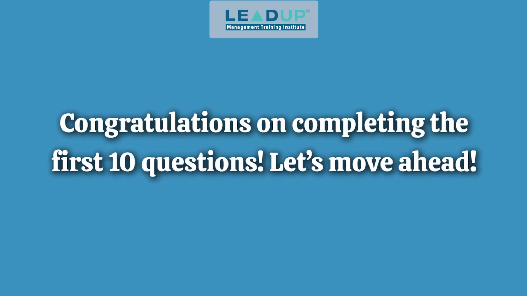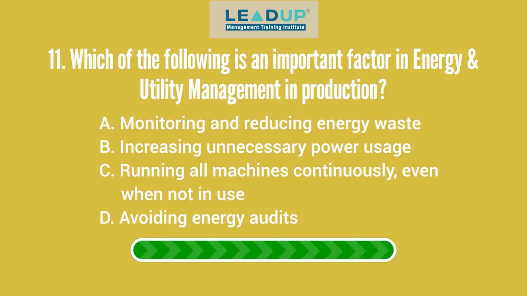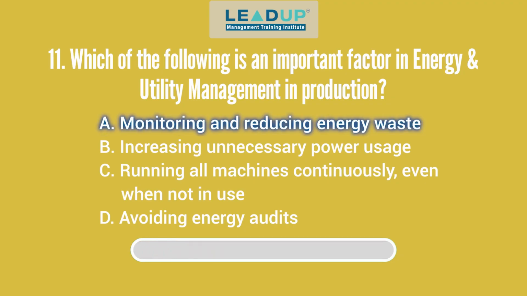Congratulations on completing 10 questions. Let's move ahead. Question 11. Which of the following is an important factor in energy and utility management in production? A. Monitoring and reducing energy waste. B. Increasing unnecessary power usage. C. Running all machines continuously, even when not in use. And D. Avoiding energy audits. The answer is monitoring and reducing energy waste.